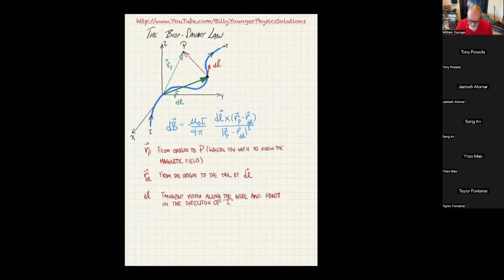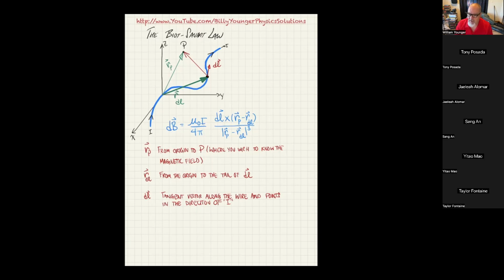Okay. So one of the examples that we found that makes the Biot-Savart law quite easy is basically if you have a DL vector that is either parallel to the RP minus RDL vector, or anti-parallel to it, meaning parallel but in the opposite direction, then the DL cross the parallel or anti-parallel vector will always be 0, so you get no contribution.